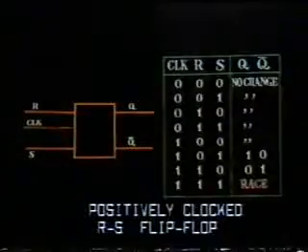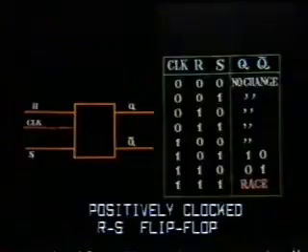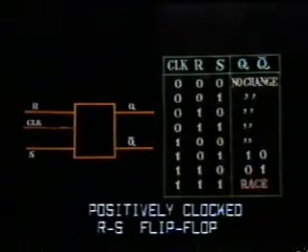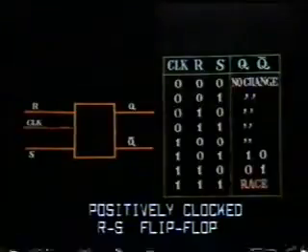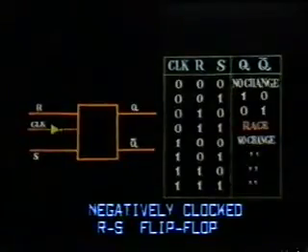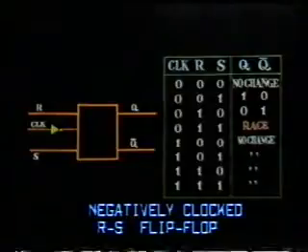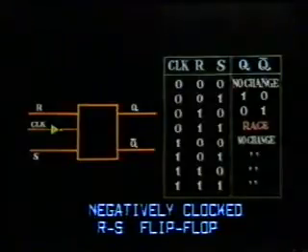The positively clocked RS flip-flop changes only when its clock level is at 1. The truth table for a negatively clocked RS flip-flop shows that it responds to its R and S inputs only when clock input is at logic level 0.